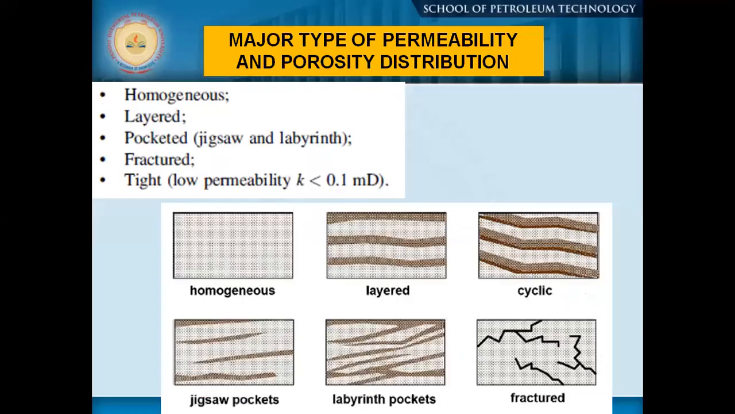Okay, so major types of permeability and porosity distribution. Depending on the type of geological background information of the reservoir, you see if it is a homogeneous, layered reservoir, cyclic reservoir, or jigsaw pockets. Okay, so these are all the result of the sedimentary environment of deposition.